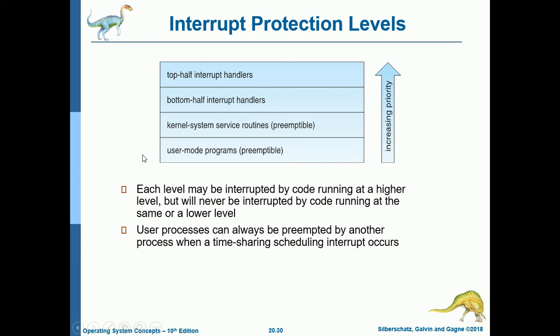For example, a user program is running and then there is a top half interrupt handler. What the Linux system will do is that the user program will be preempted. It will be paused in execution, and the system will deal first with the top half interrupt handler. So that's why user mode programs and kernel system service routines are noted here as preemptible, meaning they can really be paused, or they will be switched if top half interrupt handlers or bottom half interrupt handlers are available for execution.